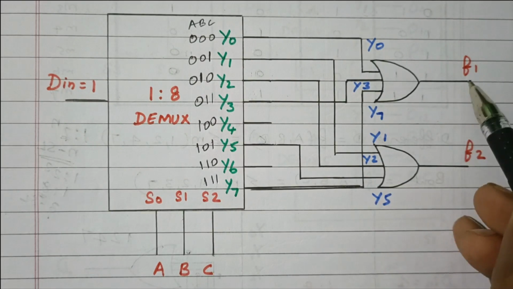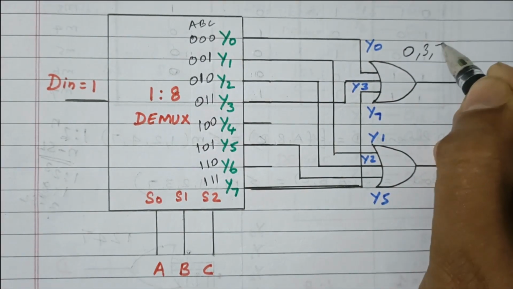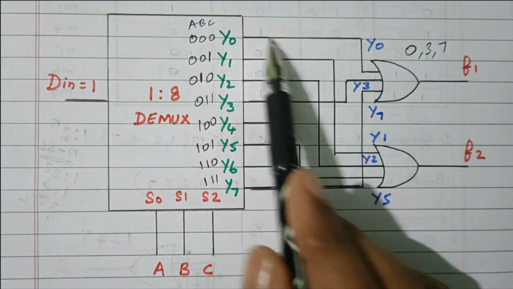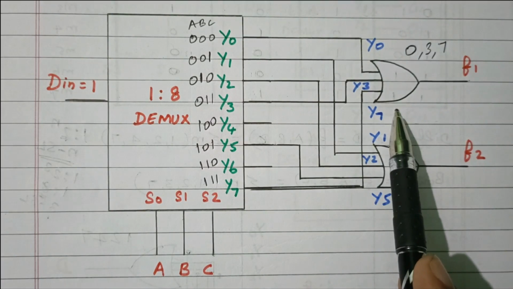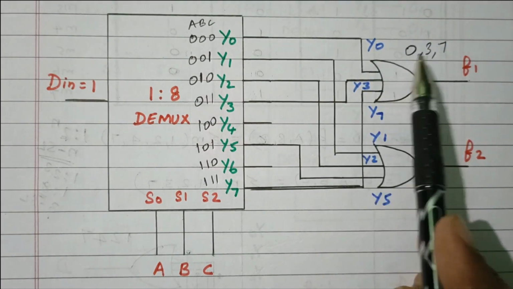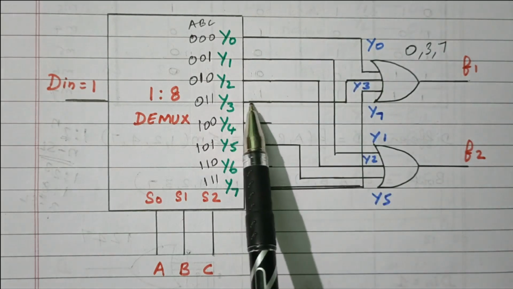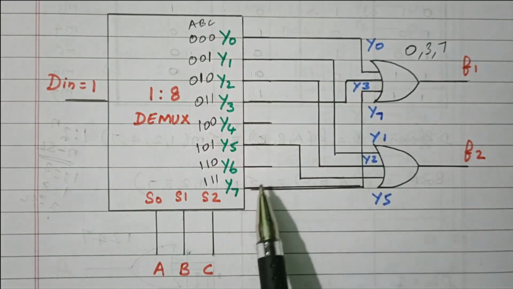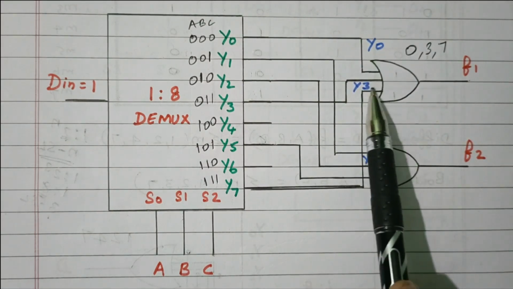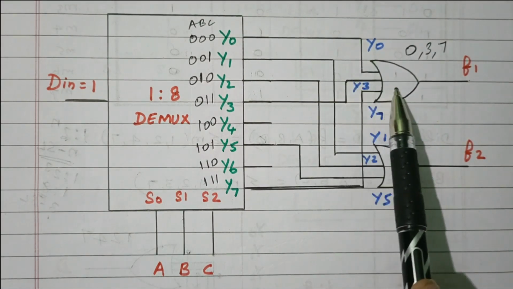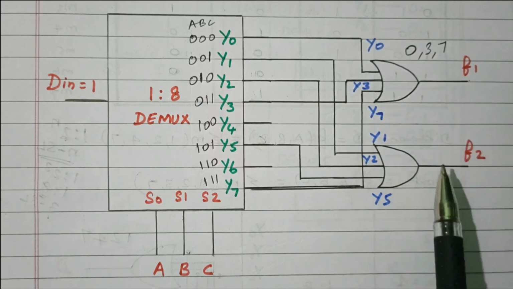Now we have the 8 different outputs. For function f1, we need only 0, 3, 7. So this is a sum of min terms, and we are using one OR gate. Here we need to add 0, 3, 7. So 0 is connected, 3 is connected, and similarly 7 is connected. So these 3 will be added together as a sum of min terms, and we get the function f1.